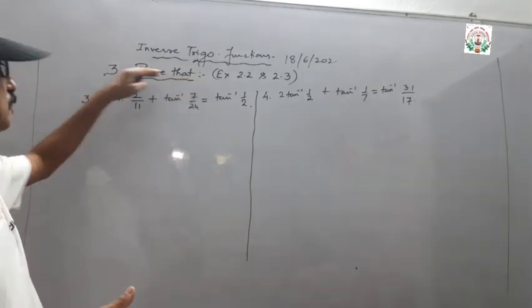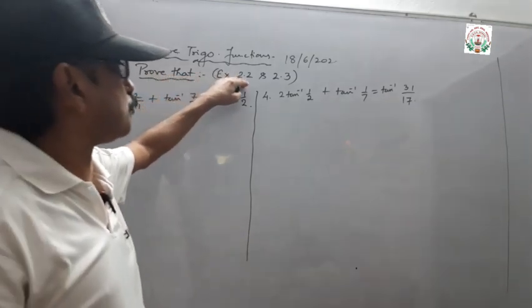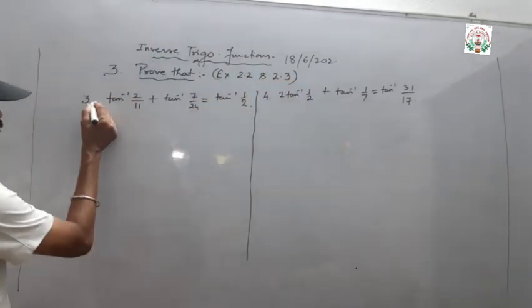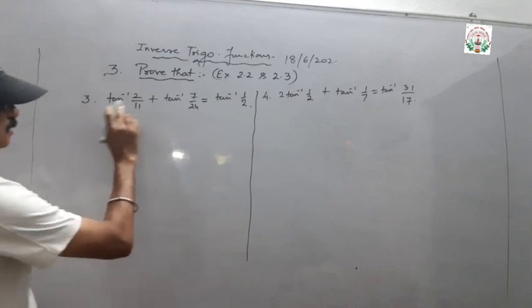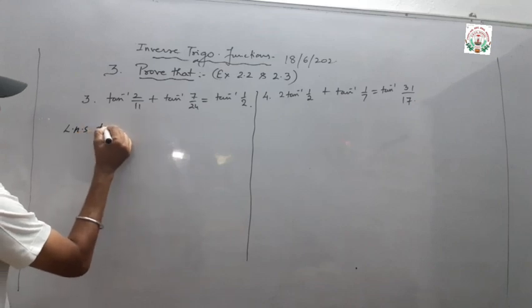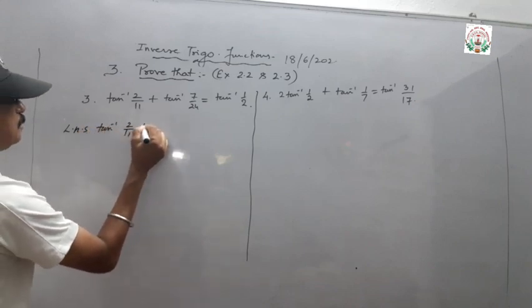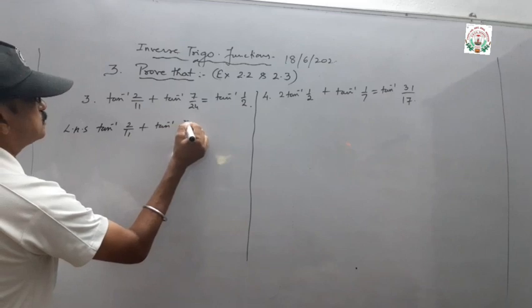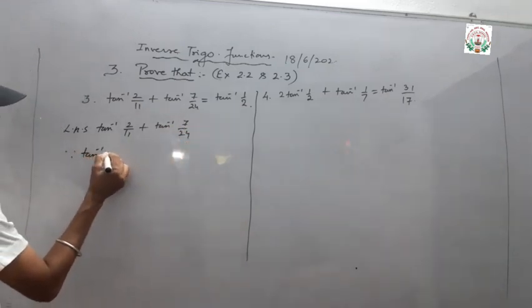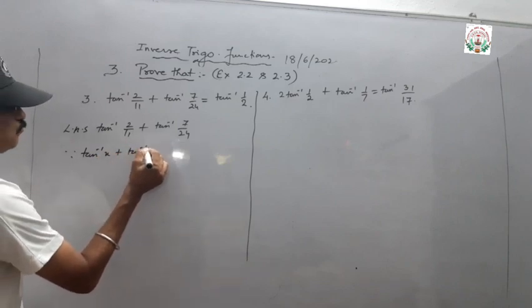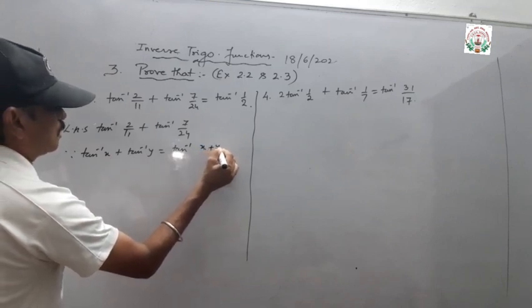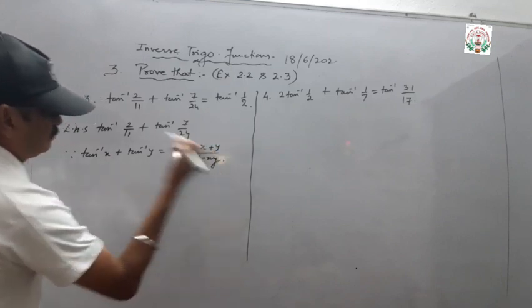So I am solving the third variety of question from exercise 2.2 and 2.3. So third question, we have to show that LHS equals RHS. So LHS is tan inverse of 2 by 11 plus tan inverse of 7 by 24. As we know that tan inverse of x plus tan inverse of y is equal to tan inverse of x plus y upon 1 minus xy.